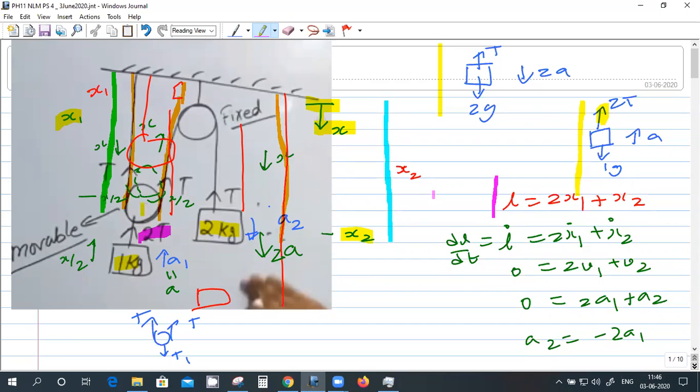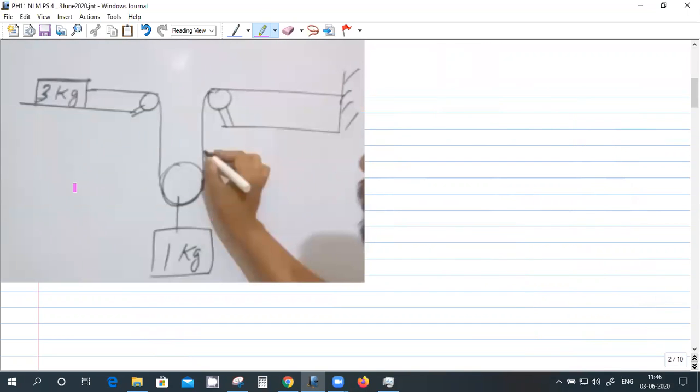Similarly, find the tension and acceleration of this block. Just try to find the acceleration of these two blocks; the rest is trivial. Let this acceleration be A2, and let this one move down with acceleration A1. So you have to relate A1 and A2. Can you get the answer?